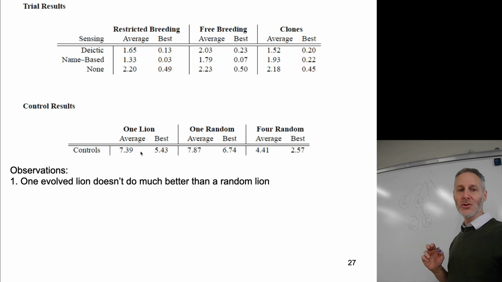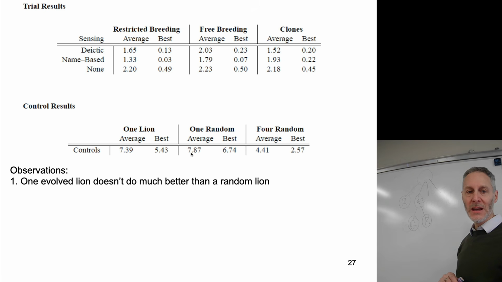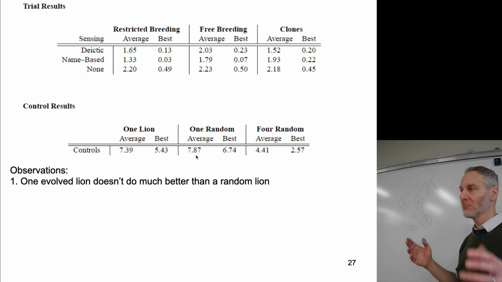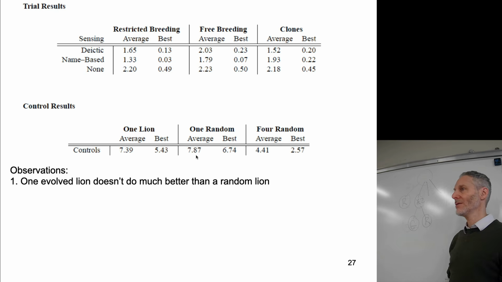Let's start with the control results. There's a number of observations you can draw from this relatively small set of results. The first one, which is maybe not so surprising, is that a single moving random lion and a single evolved lion give numbers that are statistically insignificant. They're very close to one another. So there is no point in evolving controllers for a single lion. There's just nothing you can do on a toroid in which there's no obstacles or ledges for the lion to trick the gazelle to go off.